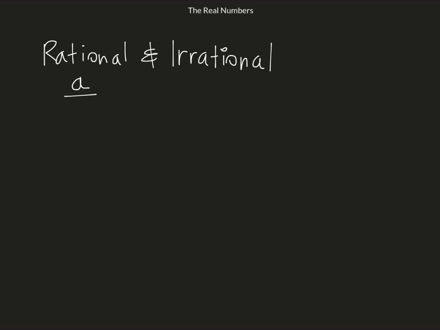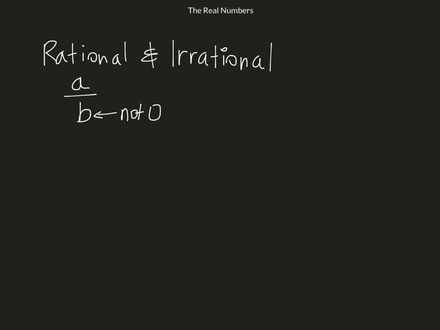The real numbers, as a reminder, are the sets of rational and irrational numbers. Rational is any number that can be written as a ratio of integers, a over b, as long as b is not 0. Irrational can only be written as decimals that go on forever without repeating. So what's a good example of this?